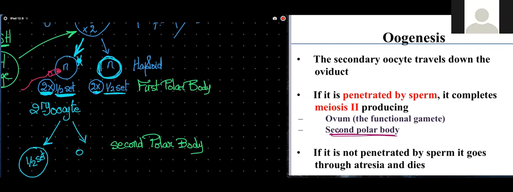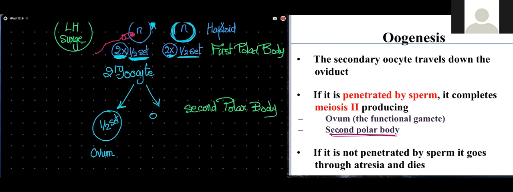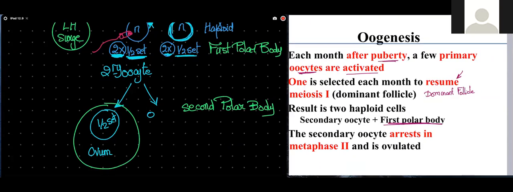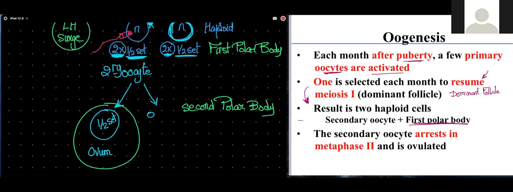Do I normally have this mature egg if no fertilization takes place? What do you think? If no penetration by sperm takes place? No. The secondary oocytes that will be ovulated will be arrested in metaphase 2. They will not complete meiosis 2.